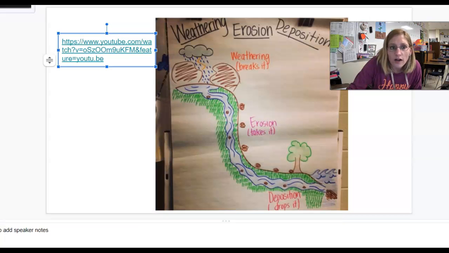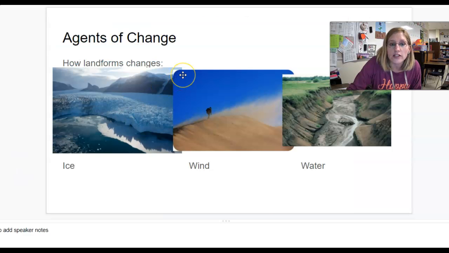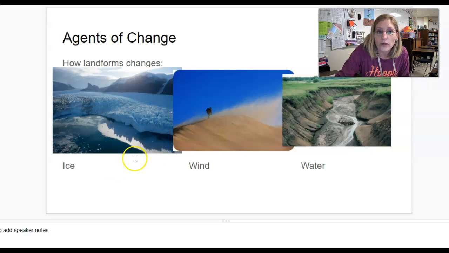It's going to start off when we start talking about important things like how land changes. So these are all the agents of change. The agents of change are ice, wind, and water. And they're all formed from weathering, erosion, and deposition.